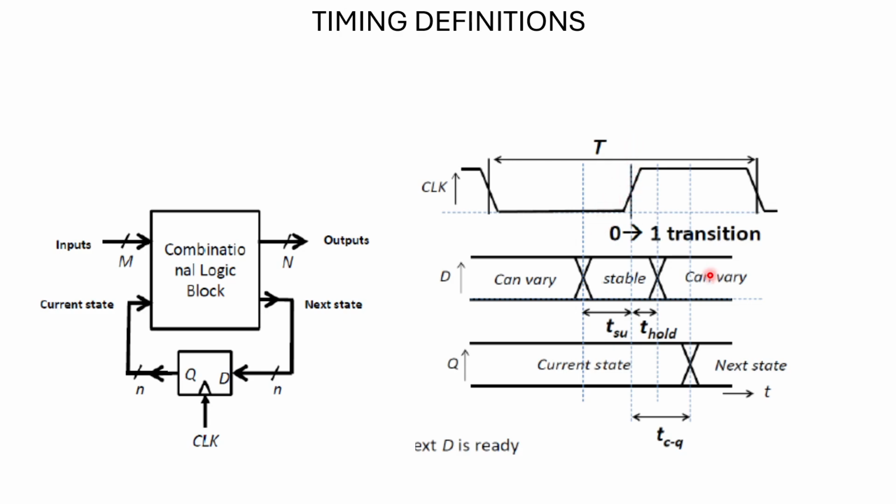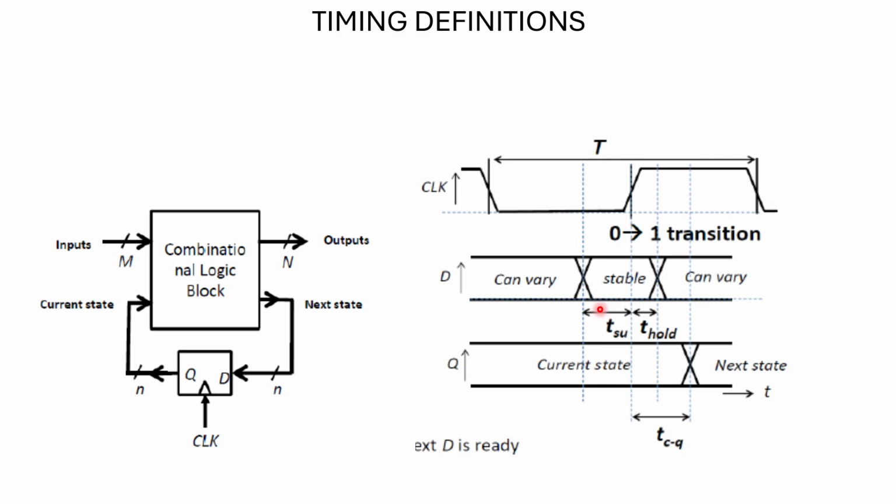There are some timing definitions which I would like to discuss first. At this 0 to 1 transition my data is being sampled, but there is some time before this transition during which my data needs to be stable. That time is defined as setup time. Setup time is the time before the occurrence of the clock edge for which data needs to be stable. From this point to this point, and before that the data can vary. I don't care about that, but in this setup time my data can't vary.